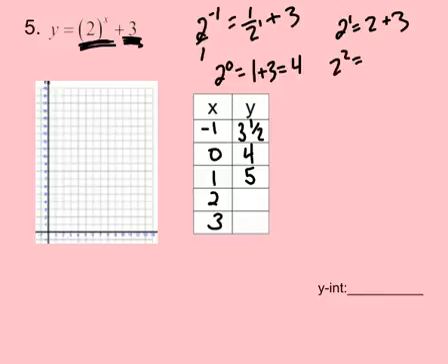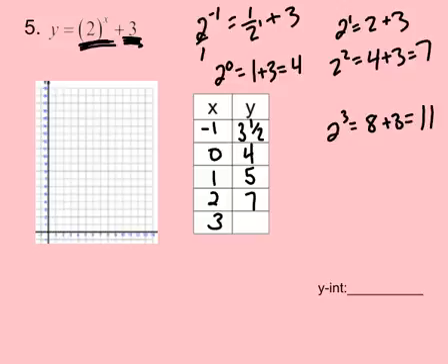2 squared is equal to 4, plus the 3 is going to be 7. And then 2 cubed is 8, plus the 3 is going to be 11. Alright, so (-1, 3.5) is about here. (0, 4) is here. (1, 5) is here. (2, 7) is here. (3, 11) is up here. So you can see it's starting to grow a little bit.